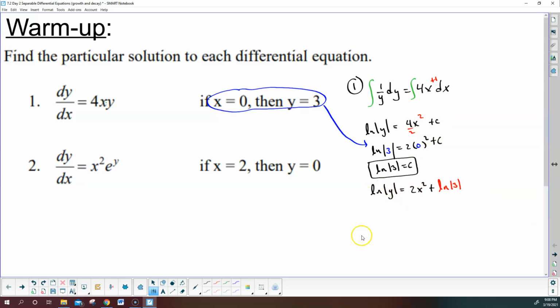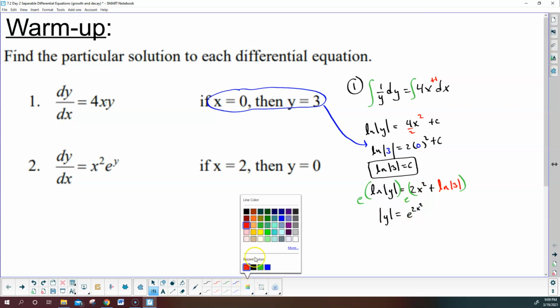So now, once we get to this point, it's solving for y and doing whatever we need to do. In this case, I have to take the natural log of both sides. And when I do take the natural log of both sides, e and ln will reduce out, and I'm left with the absolute value of y. And then here we get e to the 2x squared. And this is that special pre-calculus property that when we have addition, we can rewrite that as e to the 2x squared times e to the natural log of 3. And I don't need the absolute values here because that is positive 3.